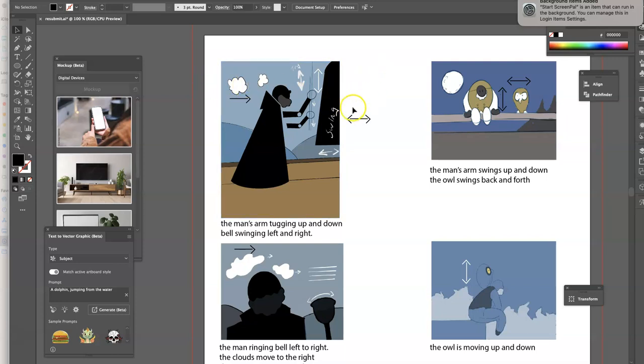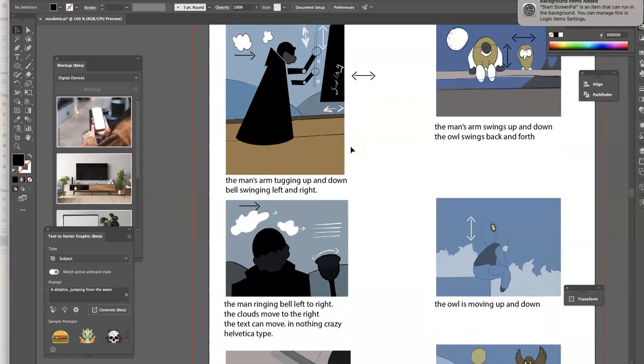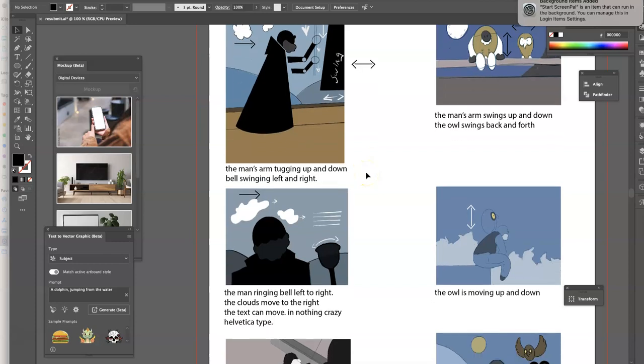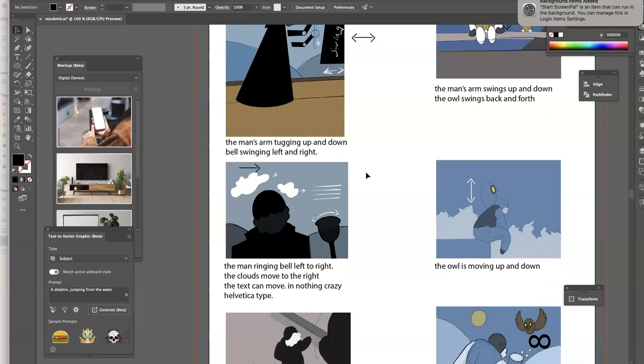So, the first illustration I did, I wanted to have the clouds going from left to right. I wanted to have a bell being rung by the old man. I figured I could have his arms tugging up and down on the rope as the bell swings from left to right. I wanted to keep everything stylized and simple. That was the whole concept.